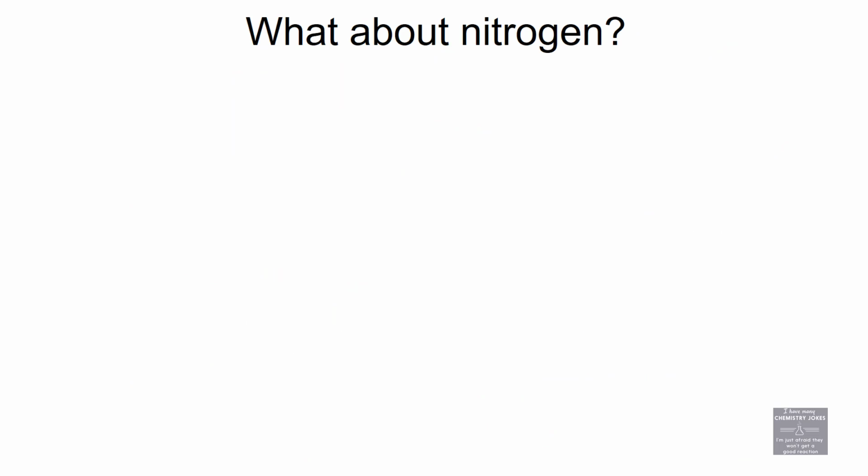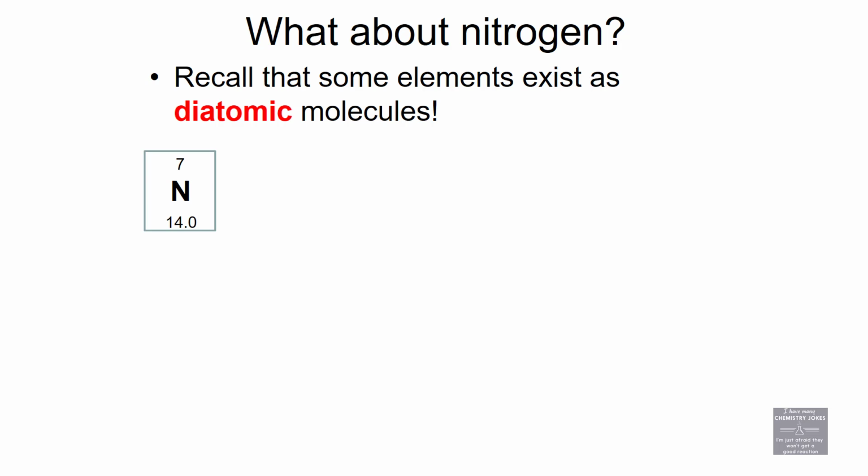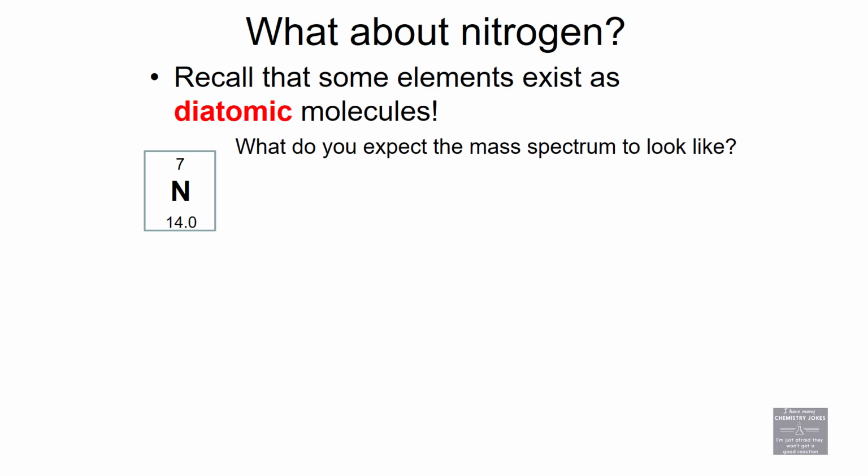Okay, what about nitrogen? Nitrogen has two naturally existing isotopes. But if you look at the mass spectrum of nitrogen, remember nitrogen is a diatomic molecule, so you're not just going to get a single solo nitrogen atom, you're going to get the spectrum of diatomic nitrogen, N2. What would this spectrum look like? The two naturally occurring isotopes are nitrogen 14 and nitrogen 15.